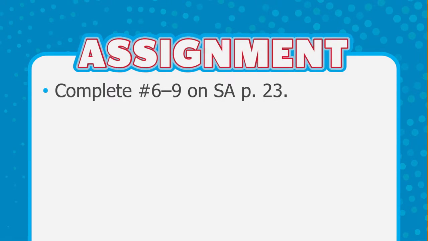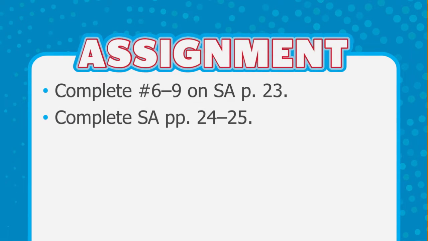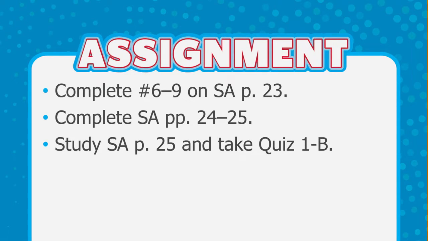We've learned about geography and climate regions in Africa. In our next lesson, we are going to learn how God has provided many natural resources so people can make the things they need and can trade with others. Your assignment: complete numbers 6 through 9 on student activities, page 23. Complete student activities, pages 24 and 25. And study student activities, page 25, and take quiz 1B.